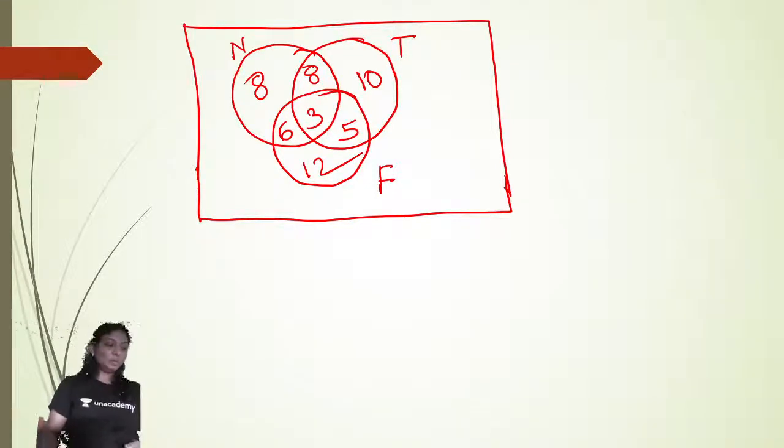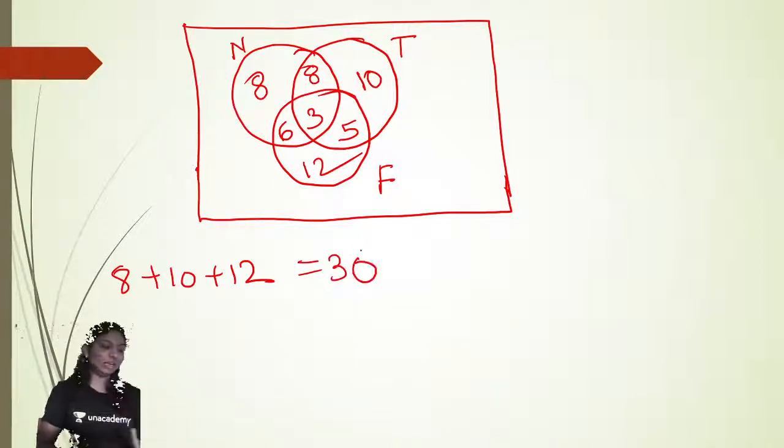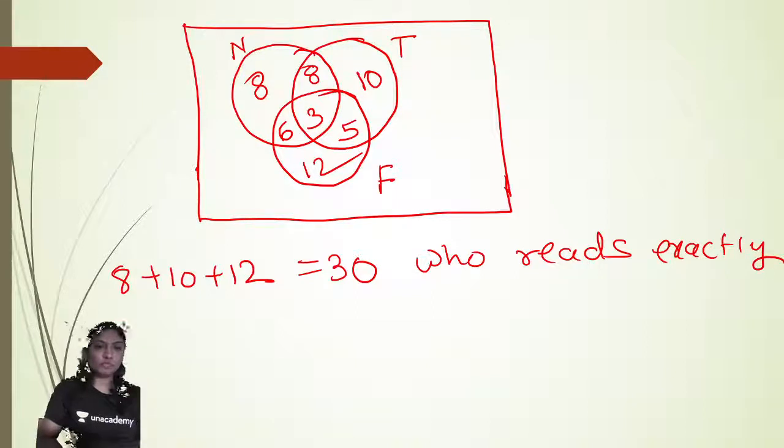So how many people read exactly one magazine? So 8 plus 10 plus 12. So there are 8 plus 12 plus 10, it means 30 people who read exactly one magazine.